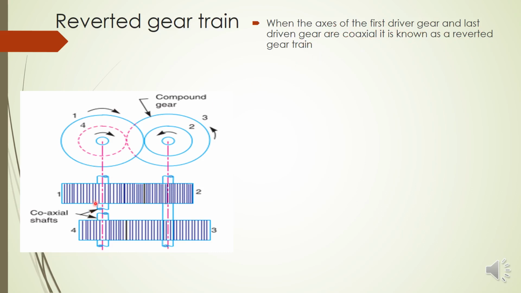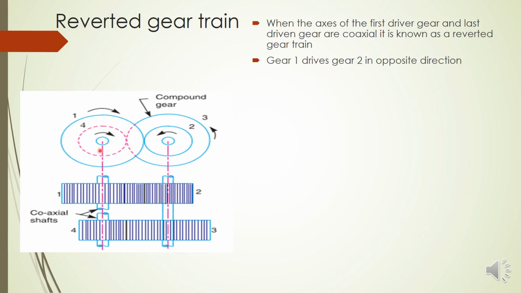You can see here, they are not the same shaft, but two shafts. Gear 1 is in one shaft, gear 4 is in another shaft, but they have the same axis. They are parallel, or the axis is same. And this is a compound gear, 2 and 3 are on the same shaft. Where do you have an example for reverted gear train? Just think about this. Have we identified anything where the driver gear and the last driven gear are on the same axis? If you look at your watch, clock, etc., the minute hand, hour hand, etc., are having the same axis. So that is an example for reverted gear train.